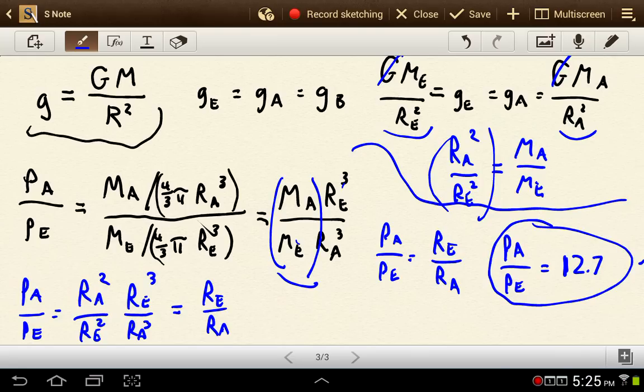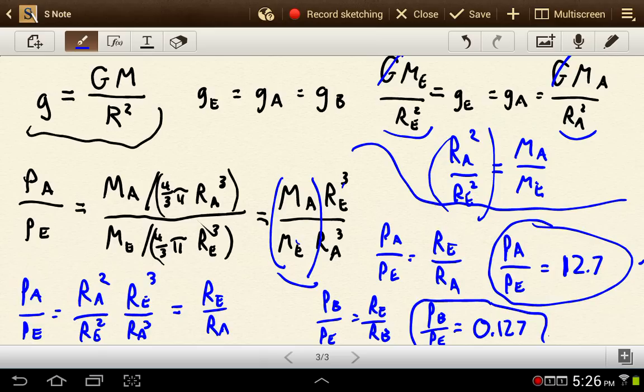Meanwhile, we can do the same thing for Bespin. The density of Bespin over the density of Earth is equal to the radius of Earth over the radius of Bespin. Since Bespin is, as I said, 100 times the radius of the asteroid, the answer there is 0.127. And as I recall, that puts Bespin's density about on par with Saturn, and the radius of Bespin is slightly less than Saturn. So Bespin actually is realistic.